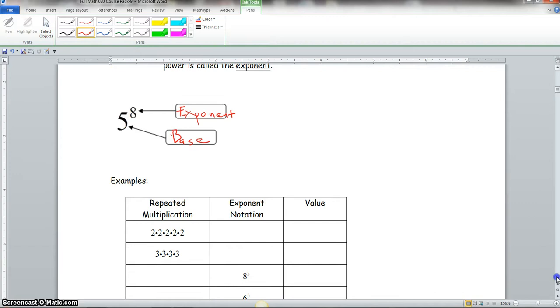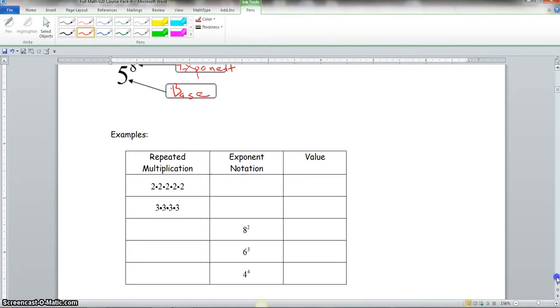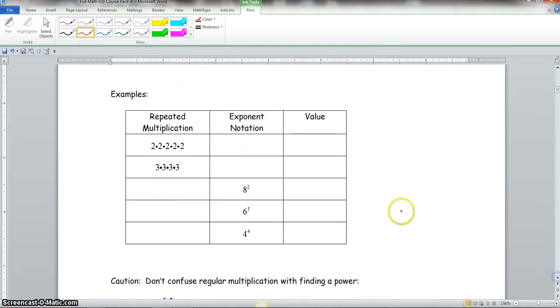We have our examples. We have repeated multiplication, which here we have 2 times 2 times 2 times 2 times 2. So we have 2 multiplied by itself 5 times. So our exponent notation would be 2 to the 5th power. Now the value. We will multiply all of these values together. 2 times 2 is 4, times 2 is 8, times 2 is 16, times 2 is 32. So your value here is 32.